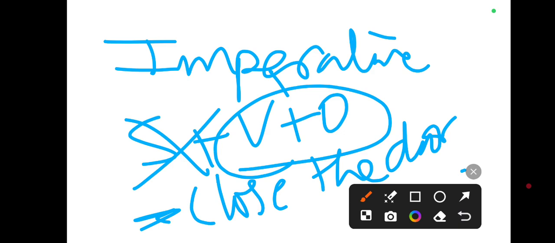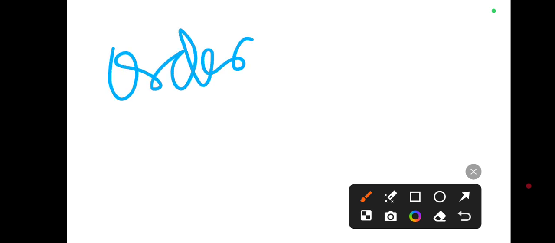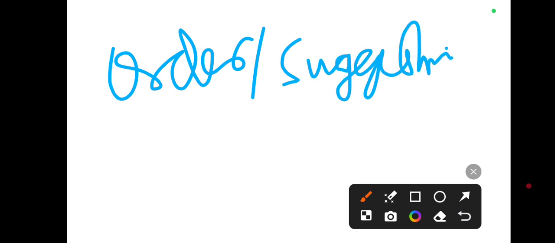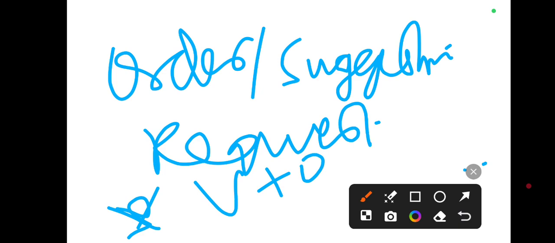And that is why, let me recall for you all what is called imperative sentences: order, command, suggestion, advice, and request. All are called imperative sentences. So that's the rule for imperative sentences. Because all these imperative sentences start with the verb. There is no subject. Subject is not there.